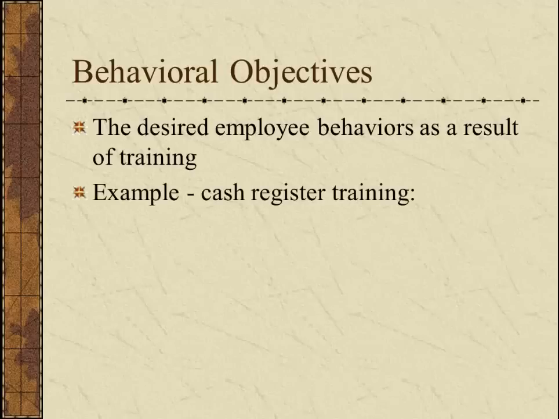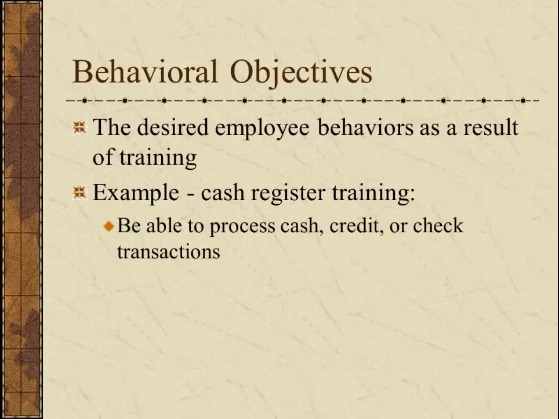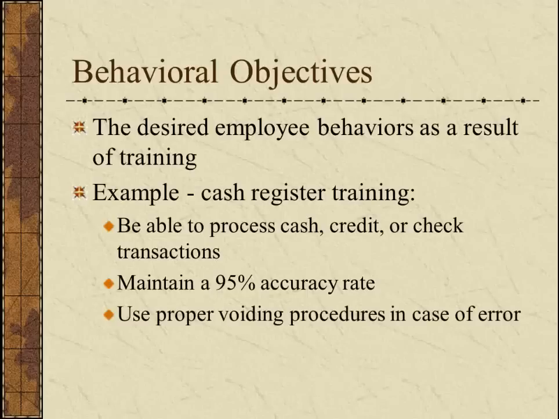So, for example, if a retail company is training employees to use a new cash register system, they might have the following behavioral objectives for the training program. First, be able to process cash, credit, or check transactions, be able to do this at a 95% accuracy rate, and use proper voiding procedures in case of an error.